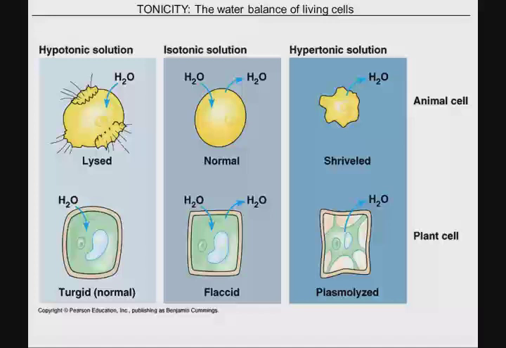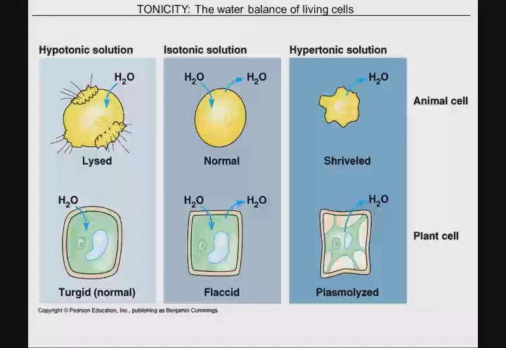Now for an animal cell, the water moves in faster than it can move out, and ultimately the cell will blow up like a balloon and burst. It lyses. This is why it's really important to maintain our internal environments, to keep all these concentrations just right, to avoid this tonicity problem.